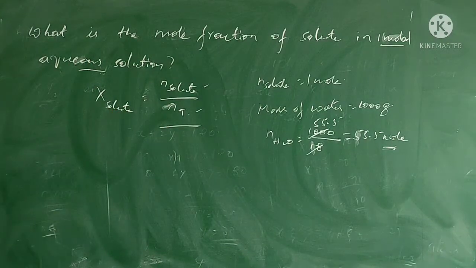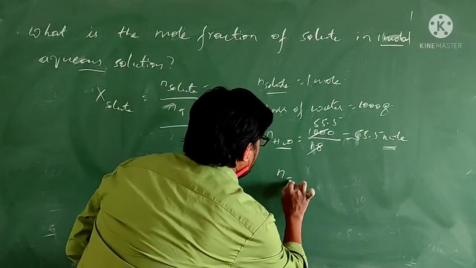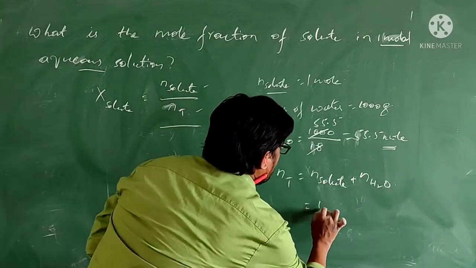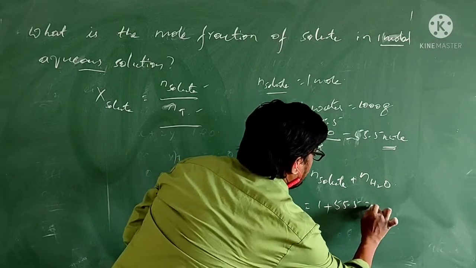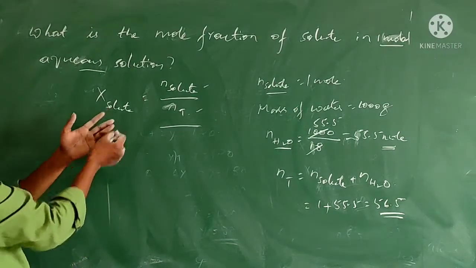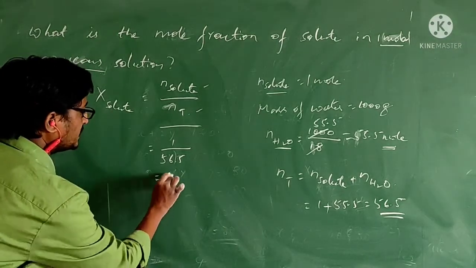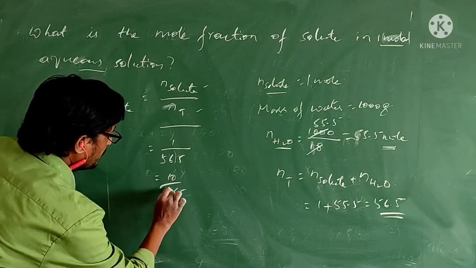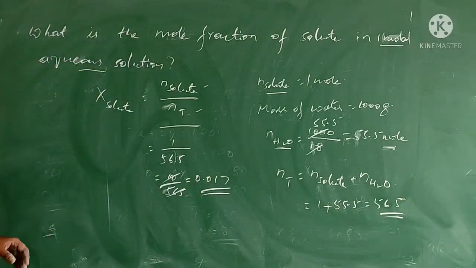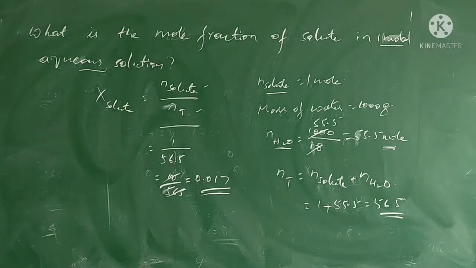So the number of moles of water is 55.5. So from the number of moles of solute and number of moles of water, we will get the total number of moles. Nt is equal to number of moles of solute plus number of moles of water, which is nothing but 1 plus 55.5, which is nothing but 56.5. So these are the total number of moles. So we can substitute now. This is equal to 1 by 56.5, which we will get as 10 by 565, which we will get as 0.017. We can calculate this. So the mole fraction of solute is 0.017. That is the answer. You can take this.